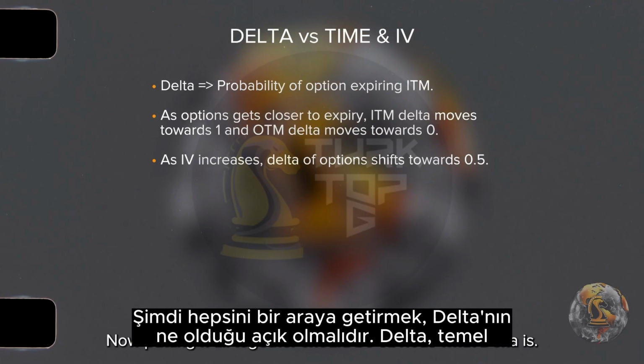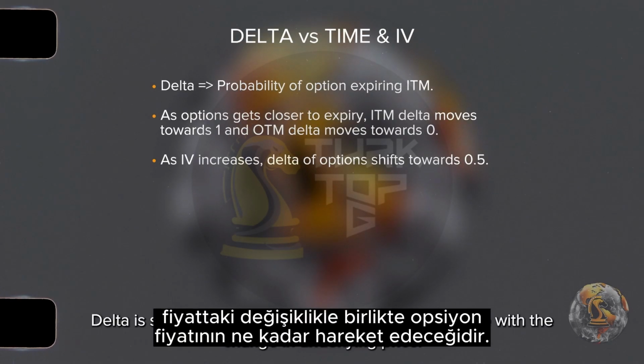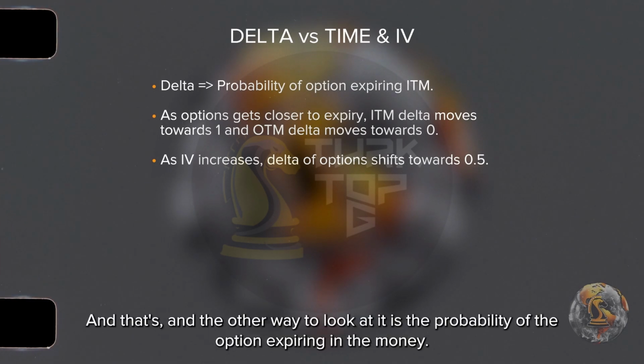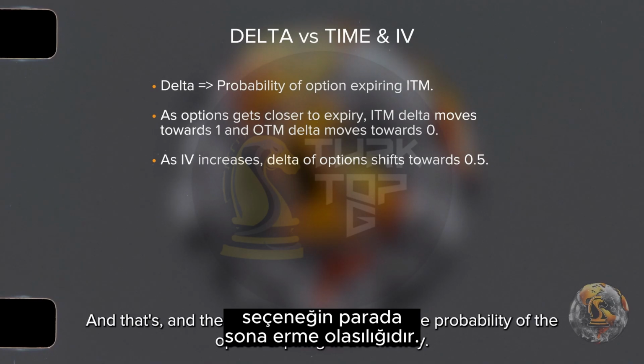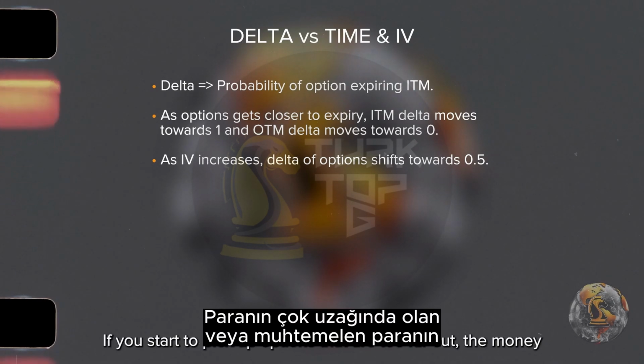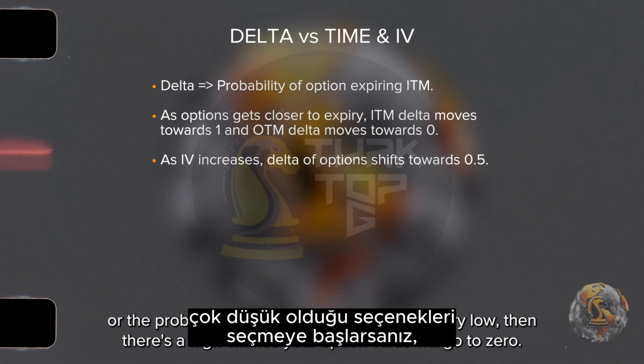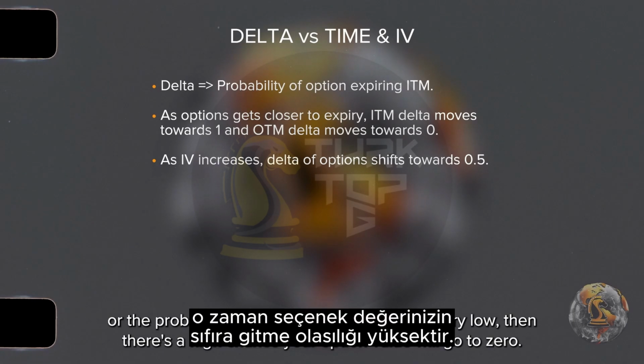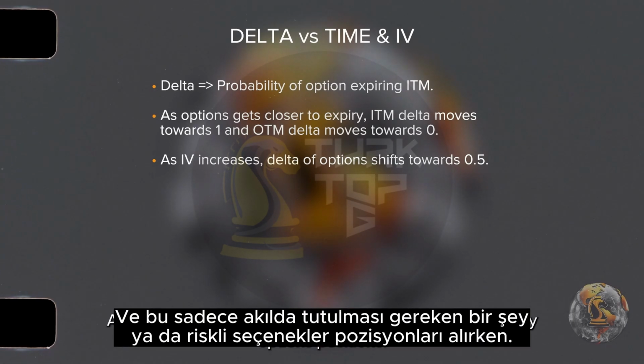Now, putting it all together, it should be obvious what delta is. Delta is simply how much the option price would move with the change in underlying price. And the other way to look at it is the probability of the option expiring in the money. If you start to pick up options that are too far out the money, where the probability of expiring in the money is very low, then there's a high chance your option value will go to 0. And that's just something to keep in mind as you take risky options positions.